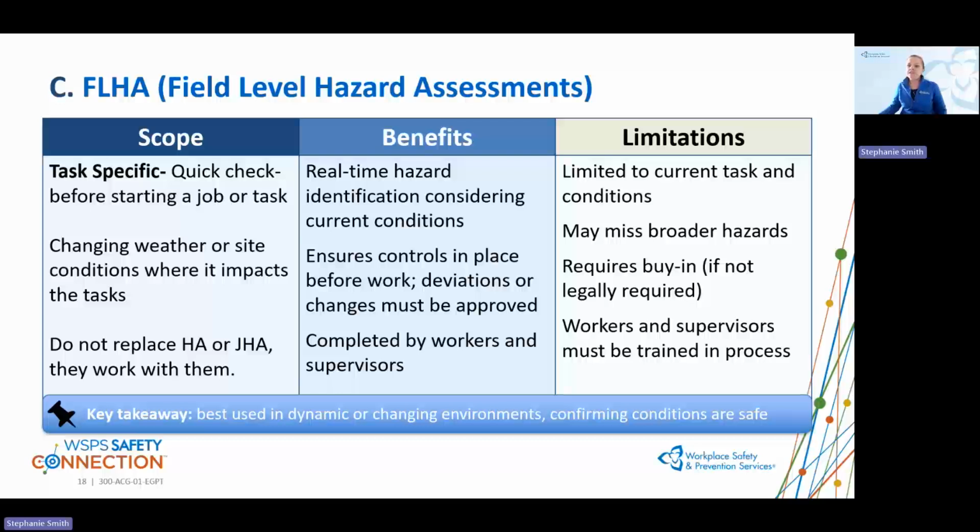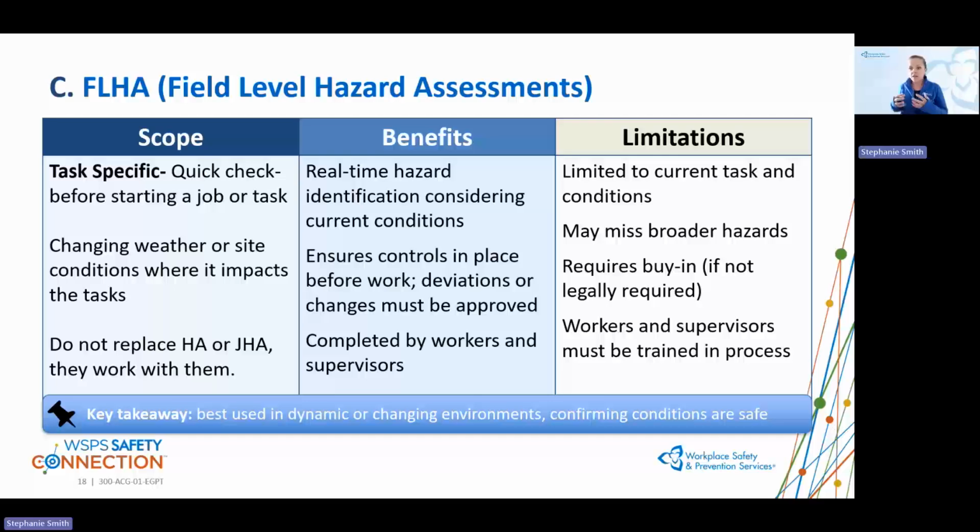The next one is field level hazard assessments. So they're a quick check before starting the job. Again, they often complement the bigger hazard assessment and then the JHA. What they're doing is incorporating things like changing weather or site conditions that may impact how the job is done. They don't replace hazard assessments or JHAs, but they complement them. So it is a real-time hazard identification considering current conditions.